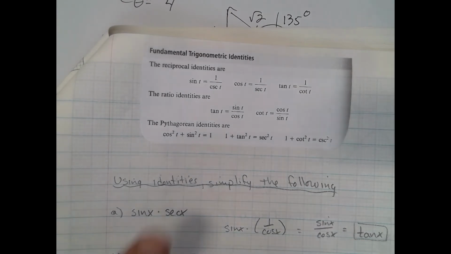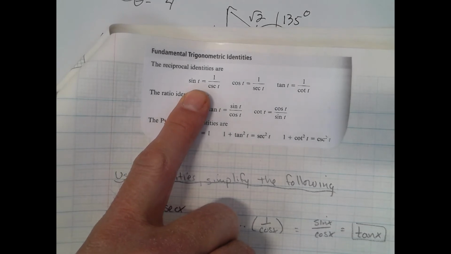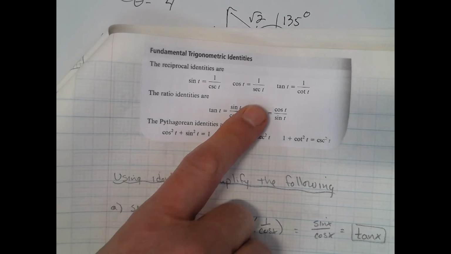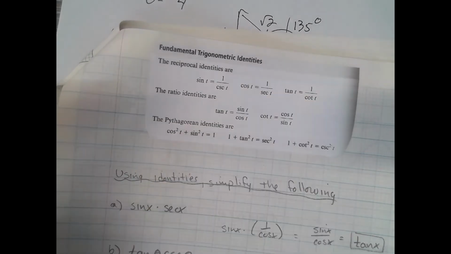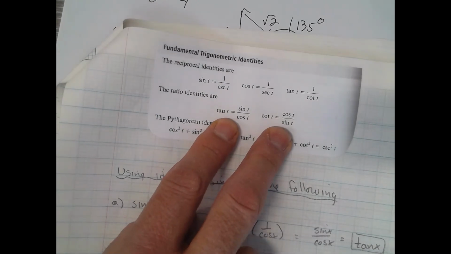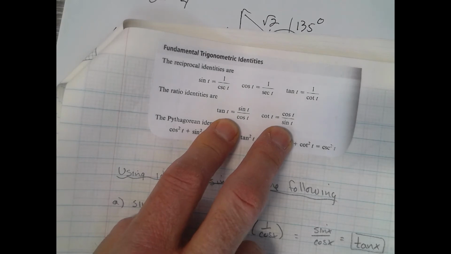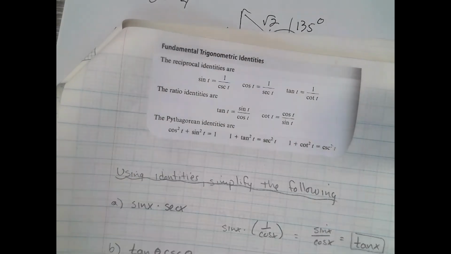Okay, we talked about this earlier. Sine is equal to the reciprocal of cosecant. So sine is 1 over cosecant. Cosine is 1 over secant, and tangent is 1 over cotangent. These are the two that I just showed you. Tangent is sine over cosine, and cotangent is cosine over sine. Those are all ones that we've kind of been working with.